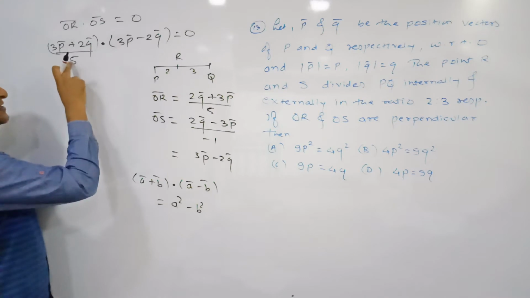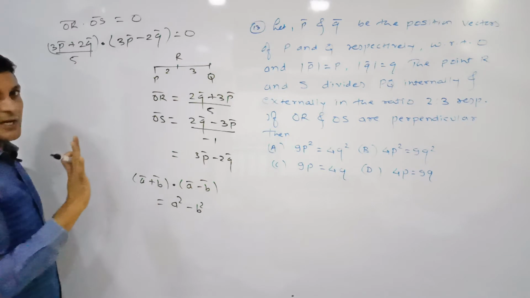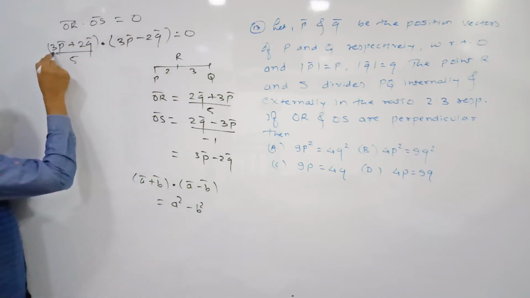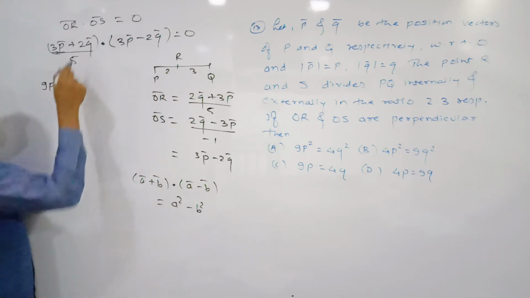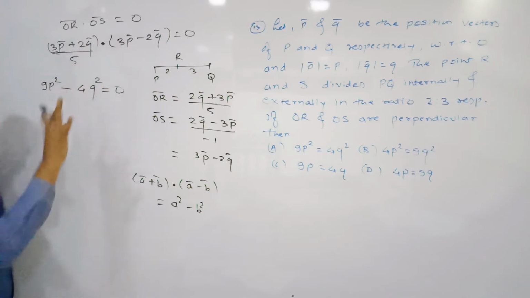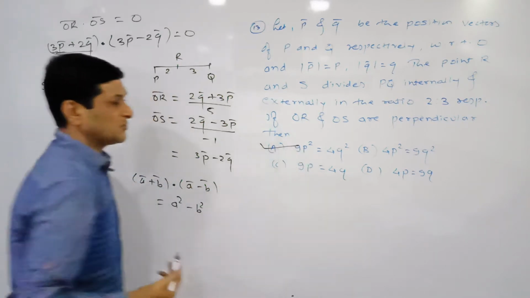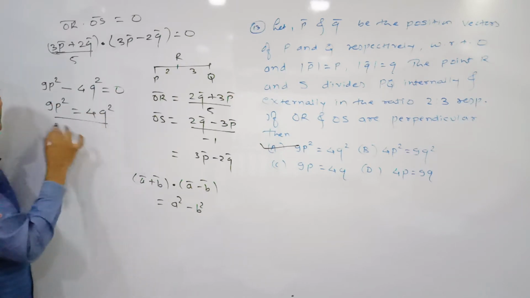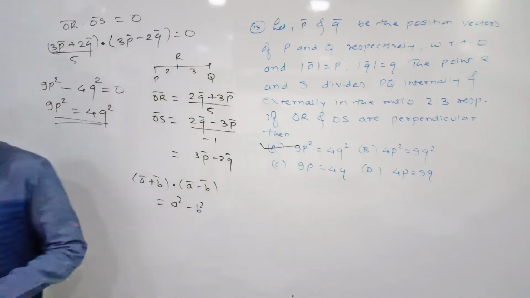So what we'll get here: this 5 is divided on this side, on this side it will get multiplied. So 5 into 0 will become 0. The remaining part is just the dot product of these two vectors. What is the square of 3P bar? 9P square, according to this result, minus 4Q square is equal to 0. After simplifying it, we will get this result. Now this minus 4Q square on this side will become plus 4Q square. So 9P square is equal to 4Q square will be our required answer here. In this way we can say that option A will be the correct answer.